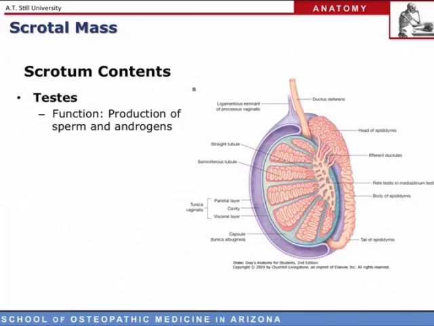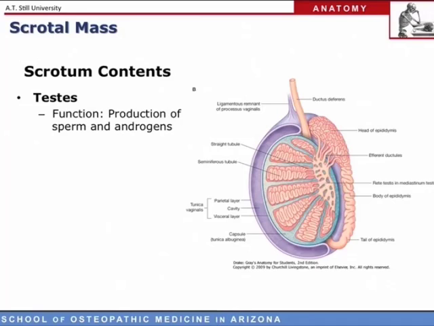Alright, so now we're going to look at the contents of the scrotum, and we're going to talk about the testes. So the testes are the male gonads, and they function for the purposes of production of sperm and for the production of hormones, specifically the androgens.